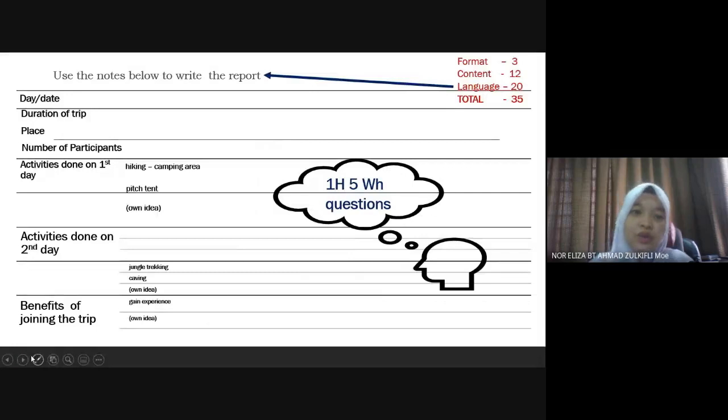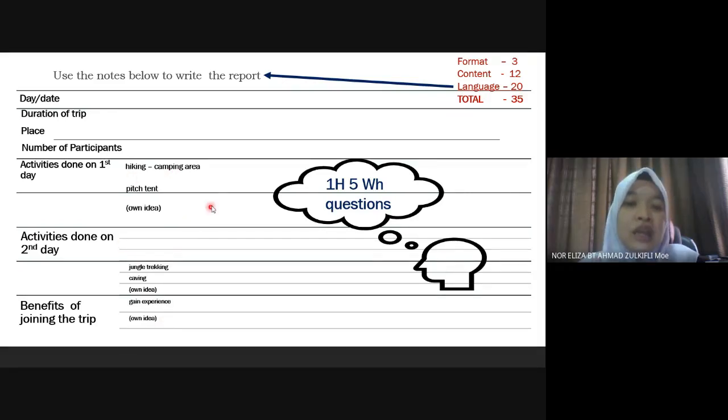Use the notes below. These are the notes that you have. It was given earlier. Okay, the hiking camping area, pitch tent, own idea. Again, you have jungle trekking, caving, own idea. Again, gain experience and own idea. This is all from the content. The notes that were given in the question.